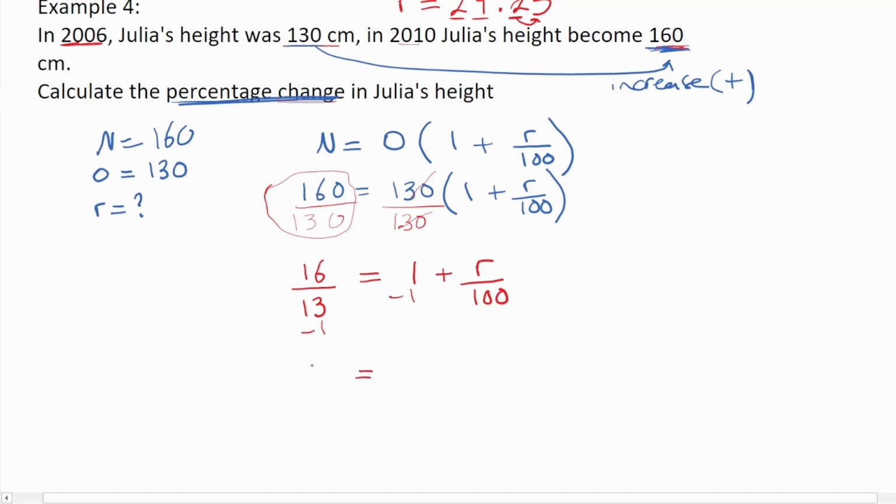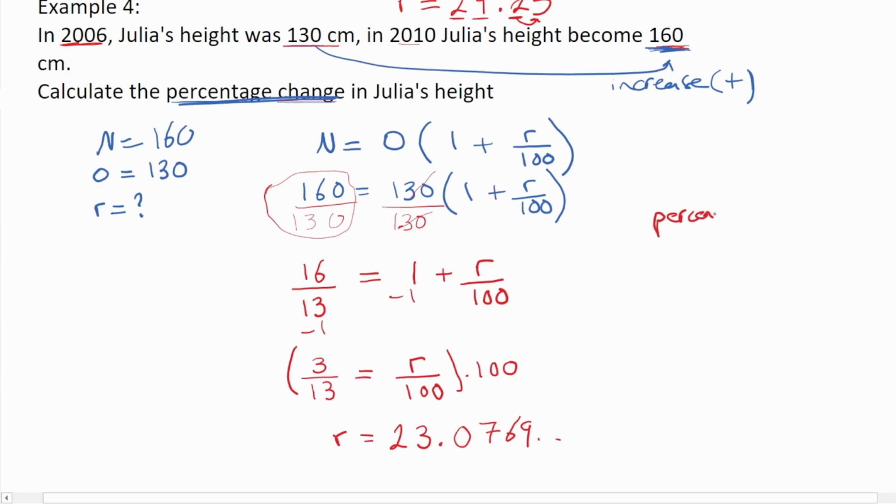Again, plug this on the calculator and write down the accurate answer, preferably in a fraction. So it will be 3 over 13 equal to r over 100. Finally, I multiply by 100 and we get the r. Now you can just again plug this on the calculator and multiply it by 100. You will get r is equal to 23.0769, and so on.